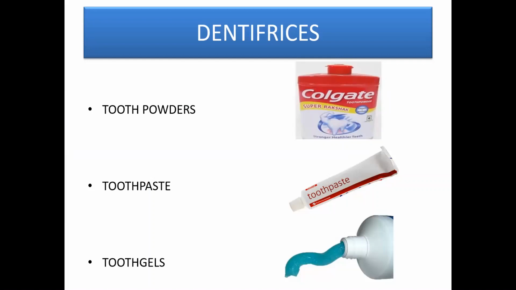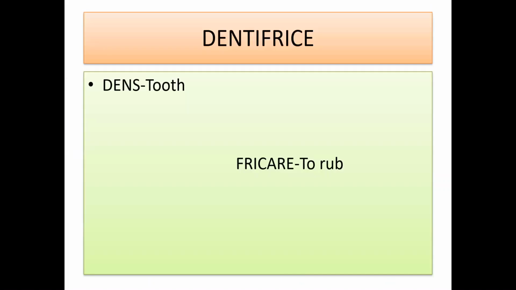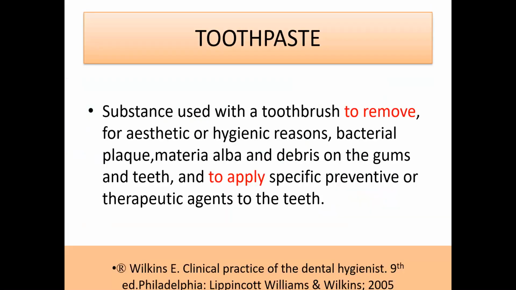the patients. So dentifrices are available in different forms: tooth powders, toothpaste, tooth gels. "Dens" is tooth and "fricare" is to rub. All of us know about toothpaste and its functions: it helps for aesthetic reasons, for hygienic reasons. It removes bacteria from the gums and teeth, and it also contains some therapeutic and preventive agents that may help to prevent or treat oral conditions.